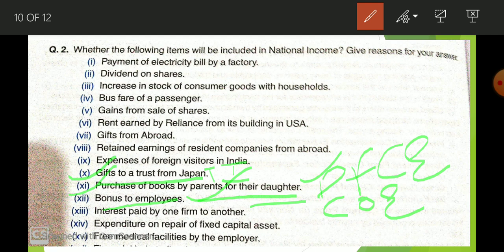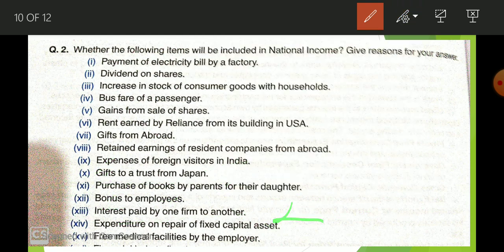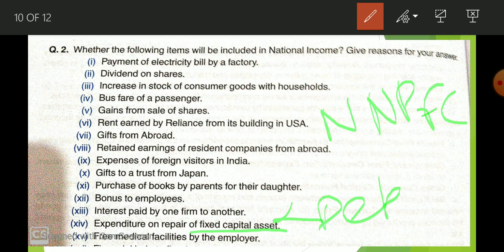Now interest paid by one firm to another. So it is not included, because it is within the firm. Now next is expenditure on repair of fixed capital. So this is also not included. Why? Because it is related to depreciation, and when we calculate NNPFC, we subtract depreciation. So that is why it is not included.